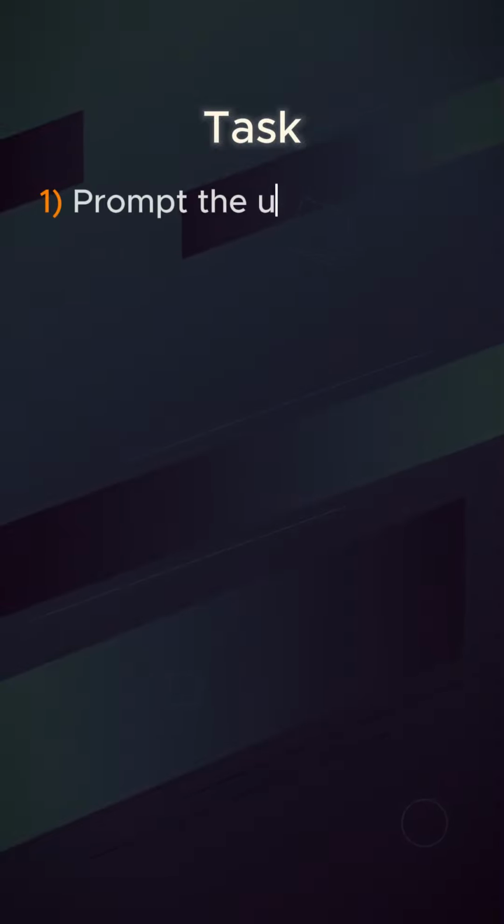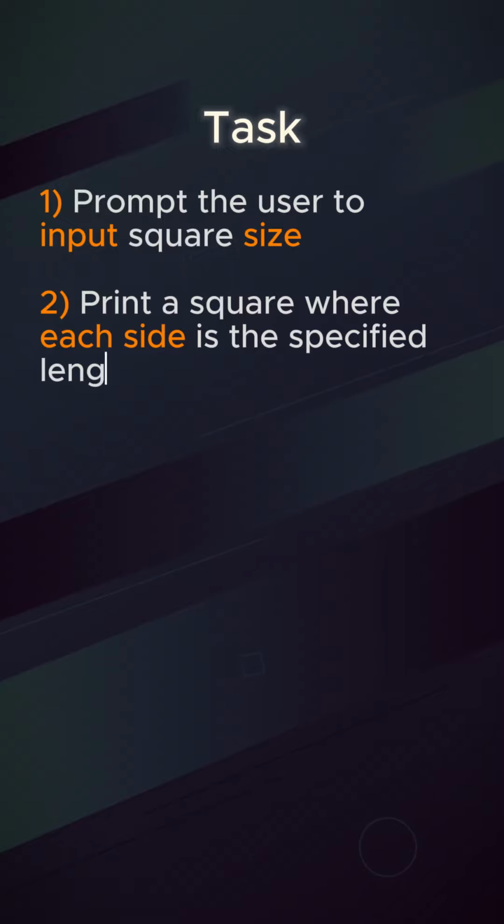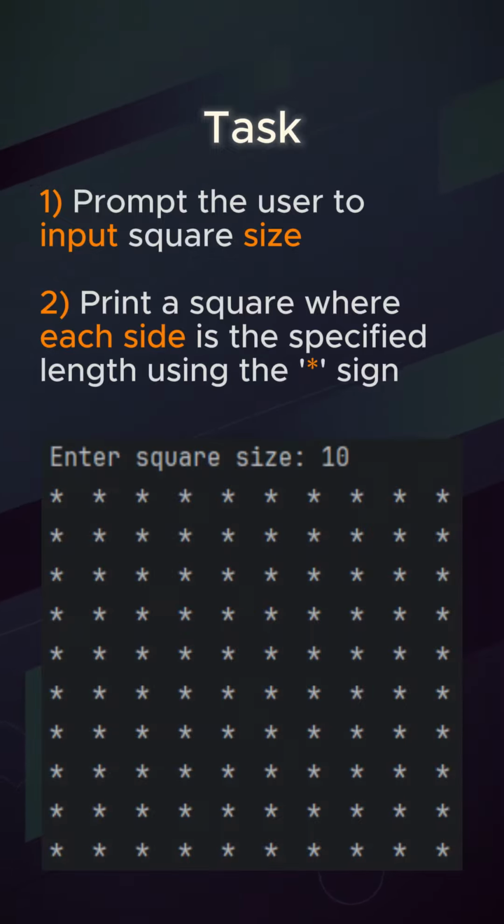Here's the task. Write a program that prompts the user to enter a size for a square. Your program should then print a square where each side is that length in star signs. Here's an example of a square with size 10. Pause the video here and give it a shot, or stick around and I'll walk you through it.